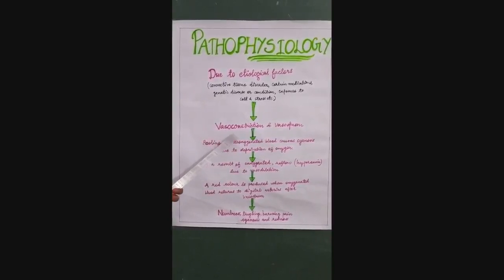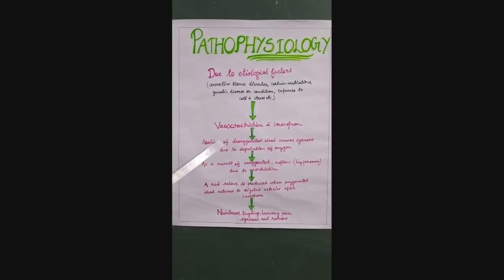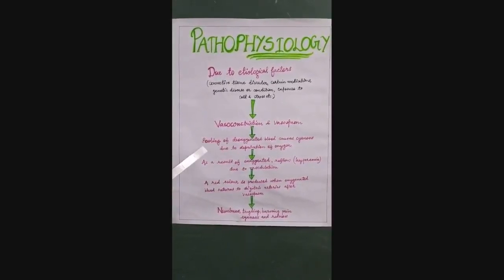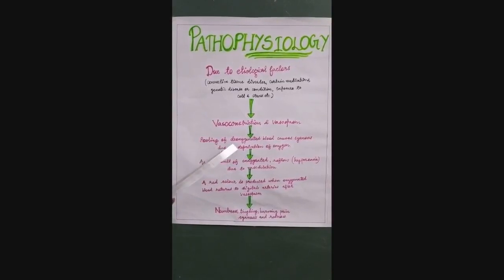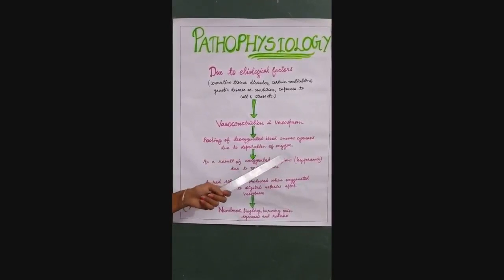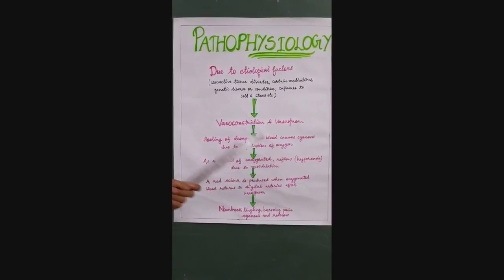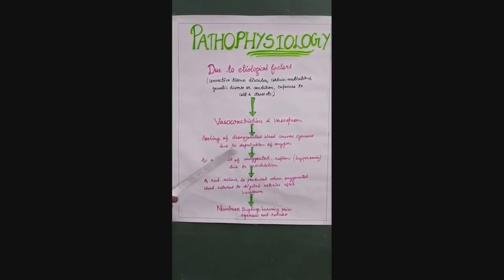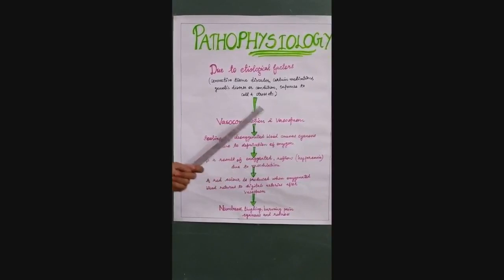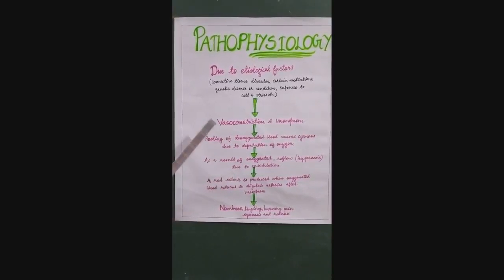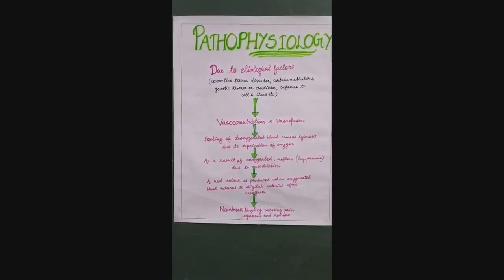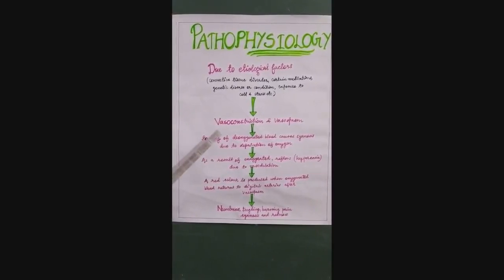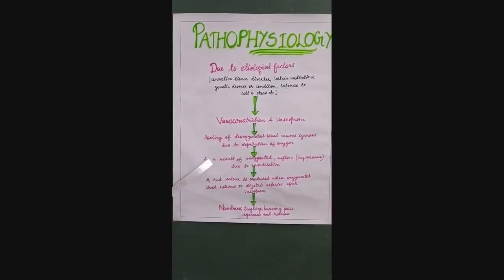As you all know, vasoconstriction is the constriction of blood vessels and vasospasm is the narrowing of the arteries. Then there is the pooling of deoxygenated blood that causes cyanosis due to the deprivation of oxygen. So, due to the vasoconstriction and vasospasm, there is a pooling of deoxygenated blood in the arteries that causes the cyanosis, and that is mainly due to the deprivation of oxygen. Next, due to the deprivation of oxygen and cyanosis, the next step will occur.